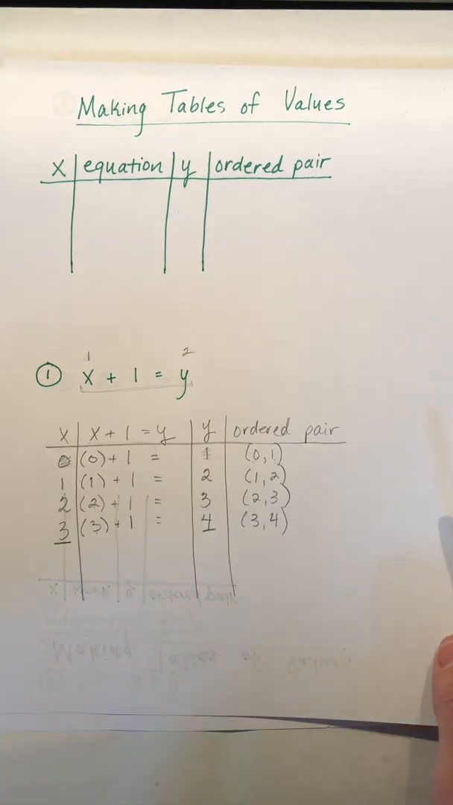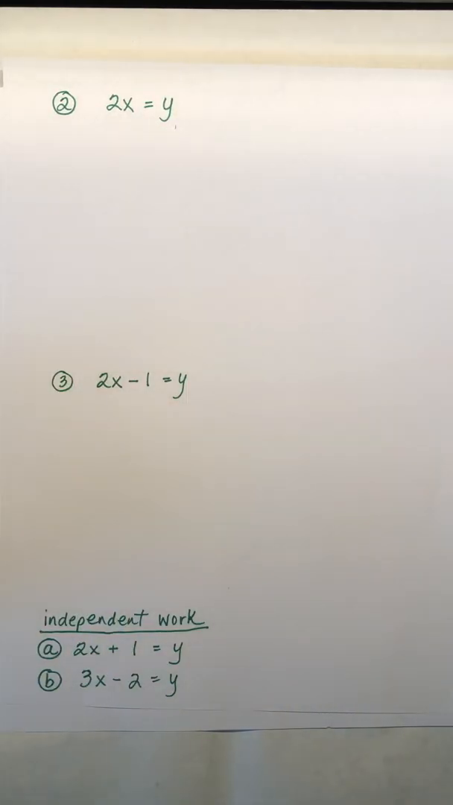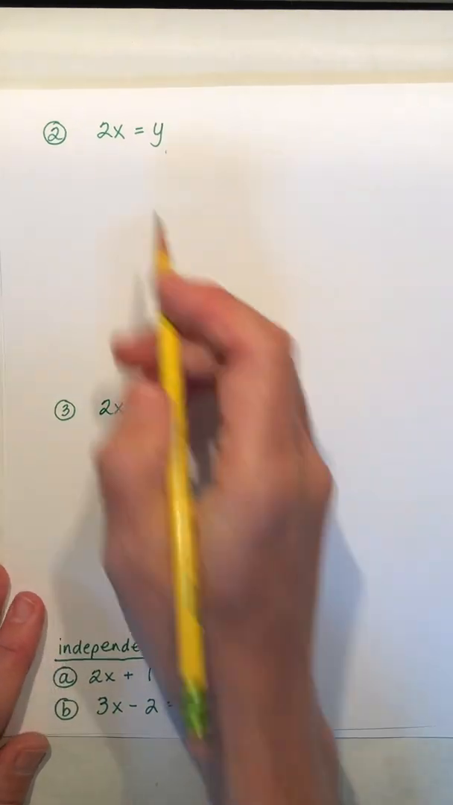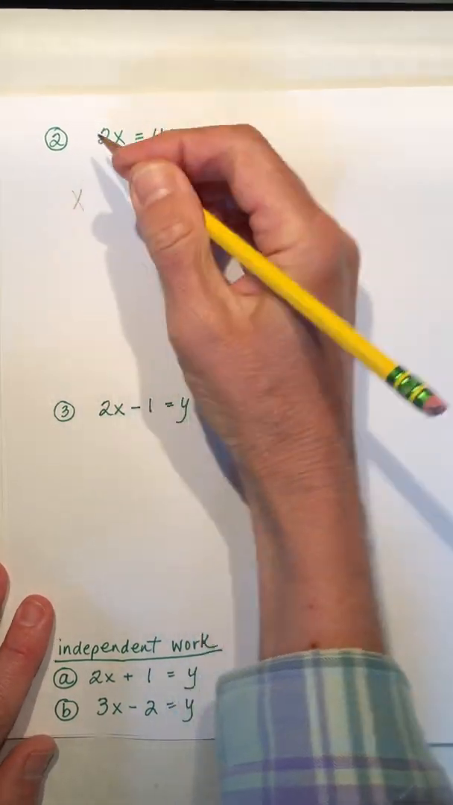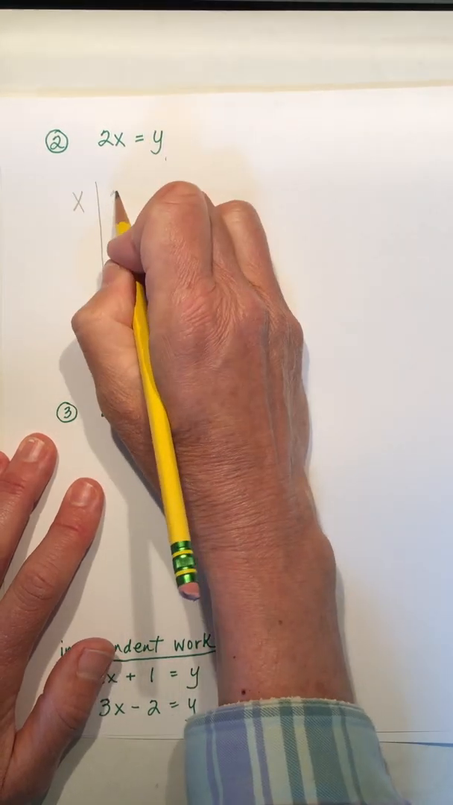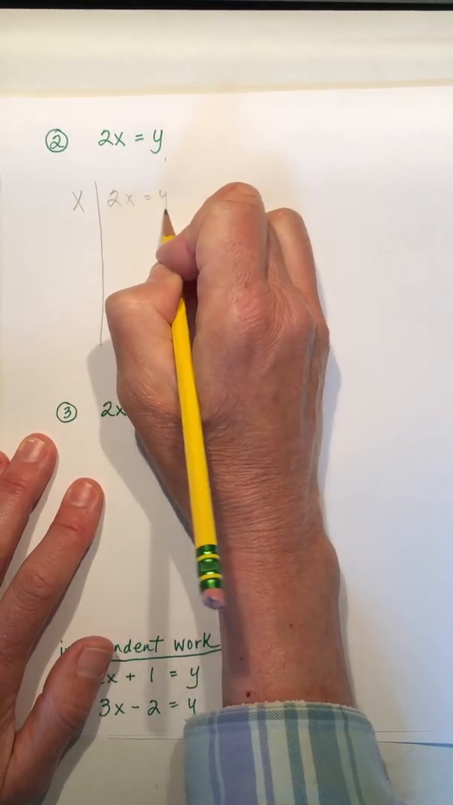All right, let's look at 2 more. So again, I'm going to start out by creating my table of values. So this is going to be 2x equals y.